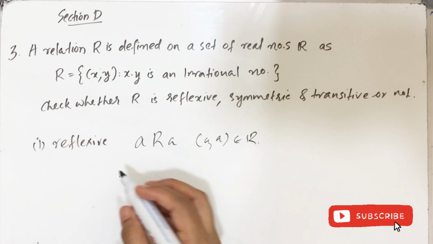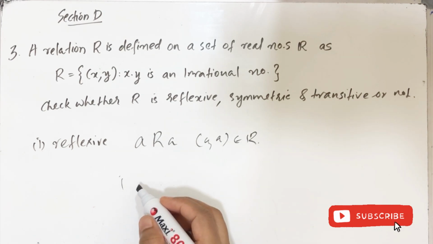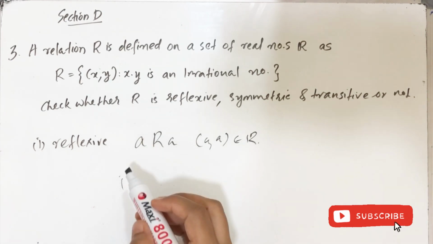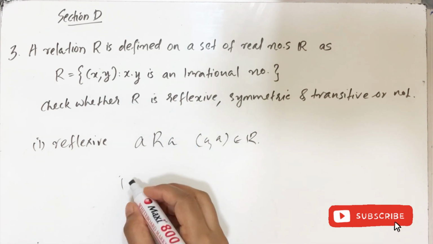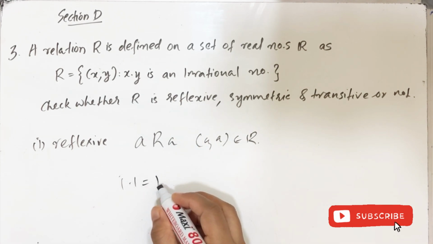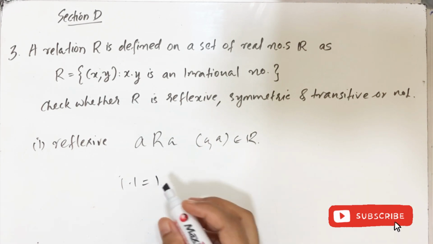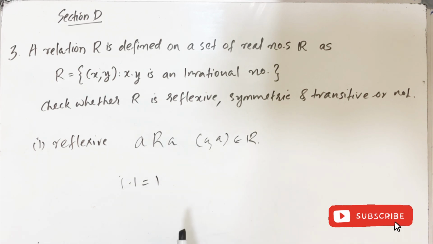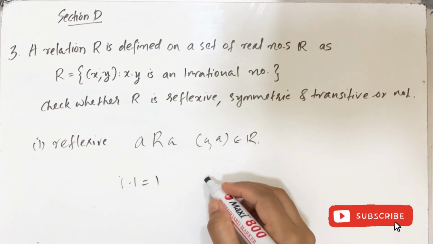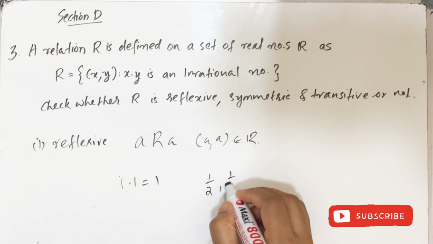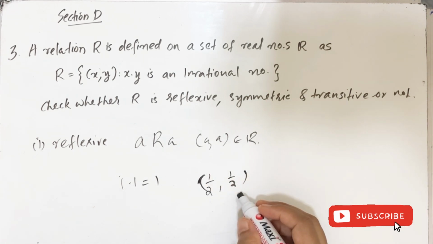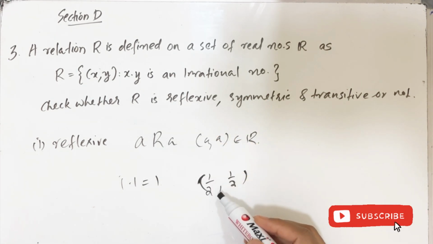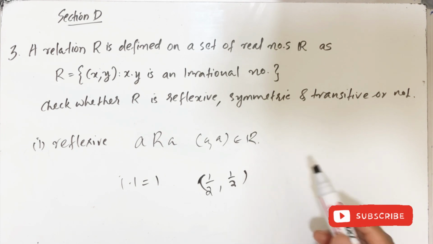We can take any number, 1. Is 1 related to 1? If 1 is related to 1, then its product should be an irrational number. But 1 into 1 is 1, it is a rational number. So this is not reflexive. If I take any other number, 1 by 2, does (1/2, 1/2) belong to R? No, because 1 by 2 into 1 by 2 is 1 by 4, it is again a rational number.